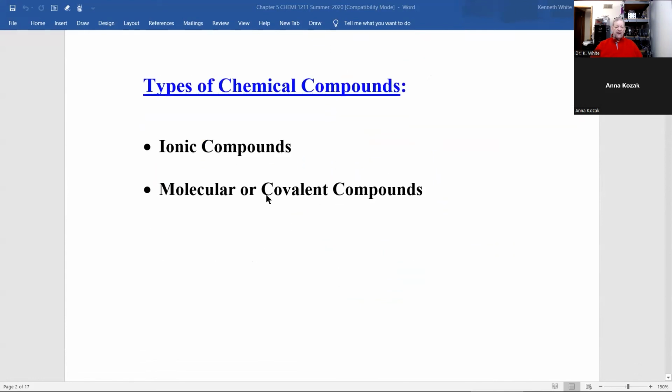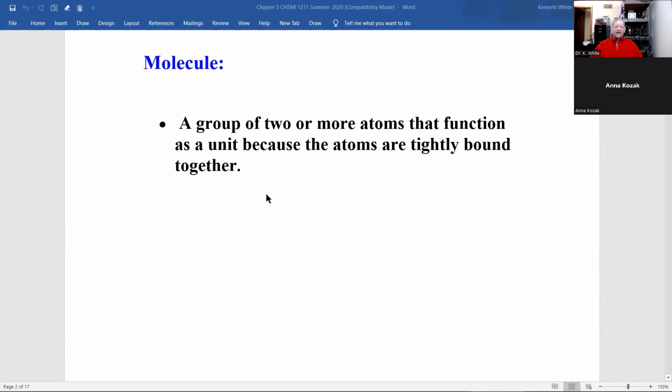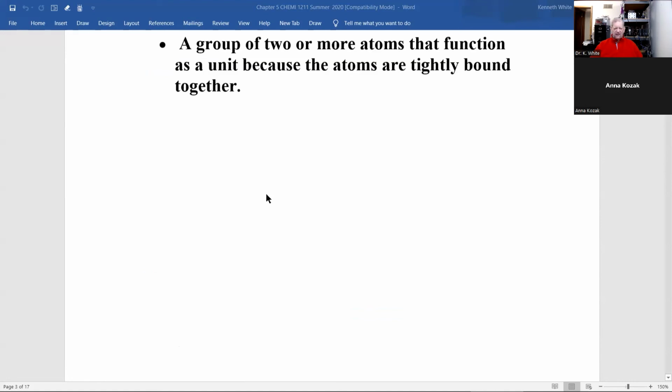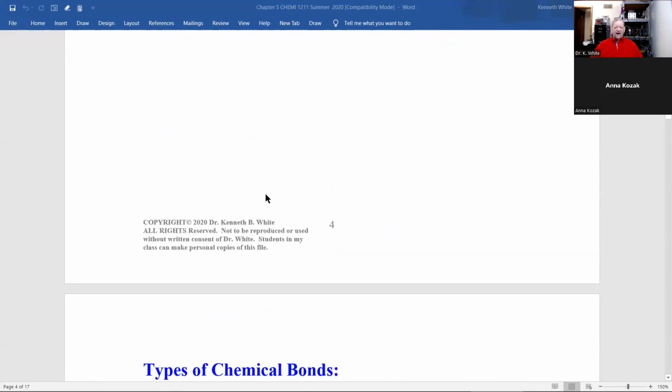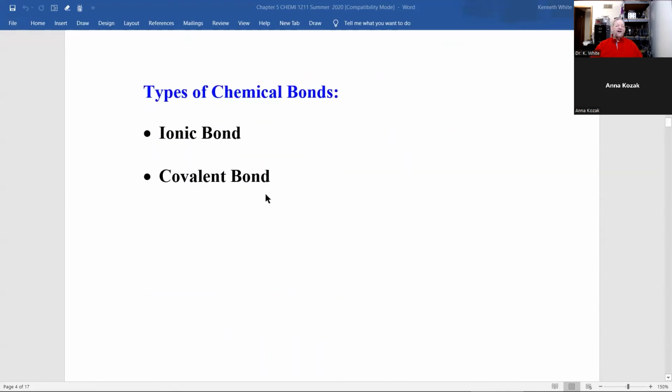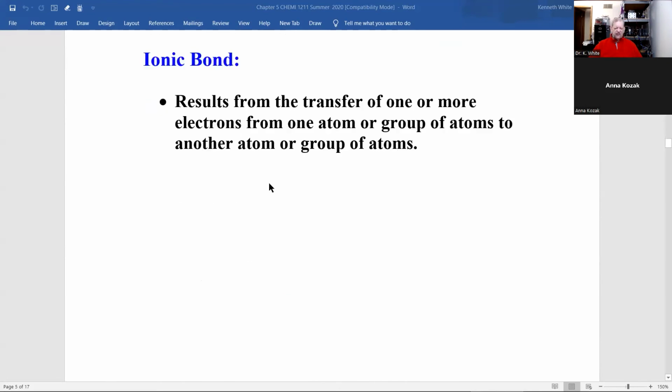There are 2 types of chemical compounds, ionic and covalent. I talked about a molecule, which I'm not going to ask you on a test, what's a molecule. We talked about chemical bond. I'm not going to ask you that. Now, there are 2 types of bonds, ionic and covalent, and you should know the definition.